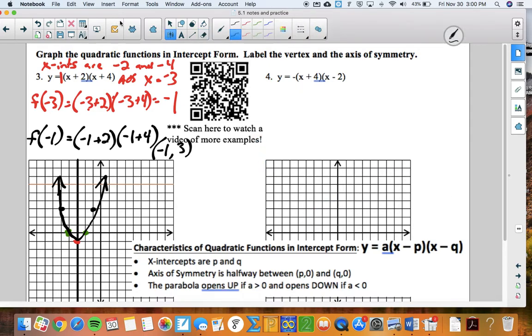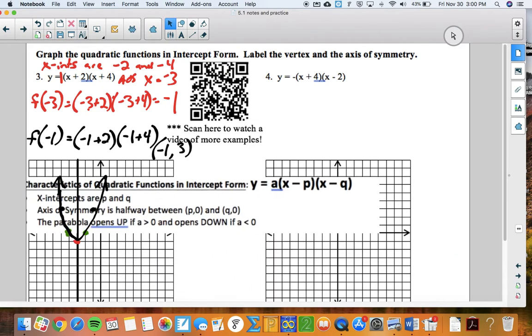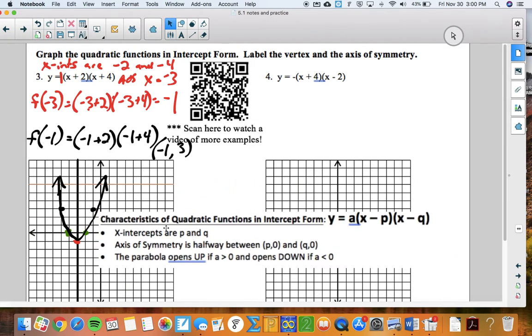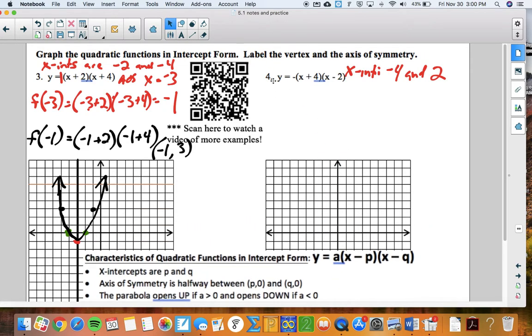All right, let's try that again. Let's pull these notes up. X-intercepts are the opposite of what you see being done here in the parentheses to this x and to that x. So our x-intercepts, x-ints, -4, and again, thinking opposites, +2. Let's plot that. -4, +2.